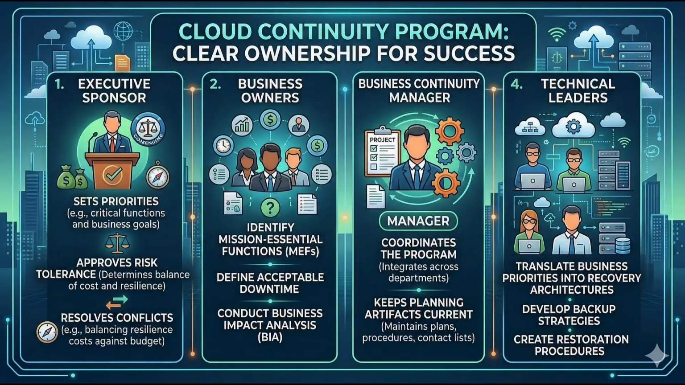A cloud continuity program succeeds only when it has clear ownership. The executive sponsor sets priorities, approves risk tolerance, and resolves conflicts between cost and resilience. The business continuity manager coordinates the program and keeps planning artifacts current. Business owners identify mission-essential functions and acceptable downtime through the Business Impact Analysis, or BIA. Technical leaders then translate those business priorities into recovery architectures, backup strategies, and restoration procedures.